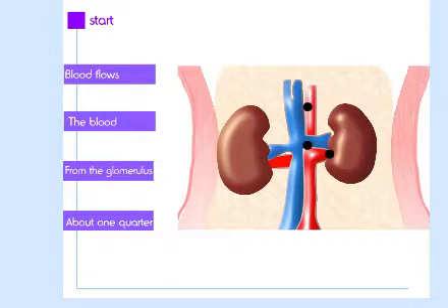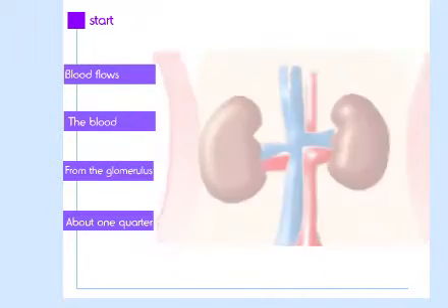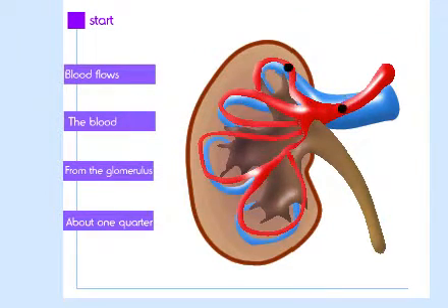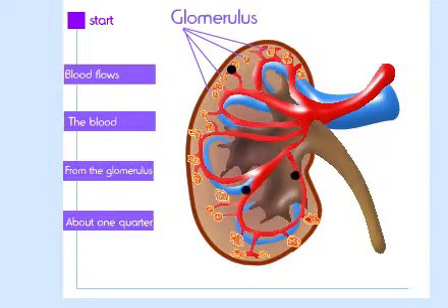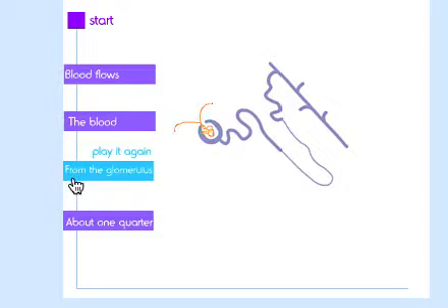Blood flows to the kidneys through the right and left renal arteries. Inside each kidney, these branch into small arterioles. The blood is at very high pressure and flows through the arterioles into tiny knots of vessels called the glomerulus. These are located in the nephrons.